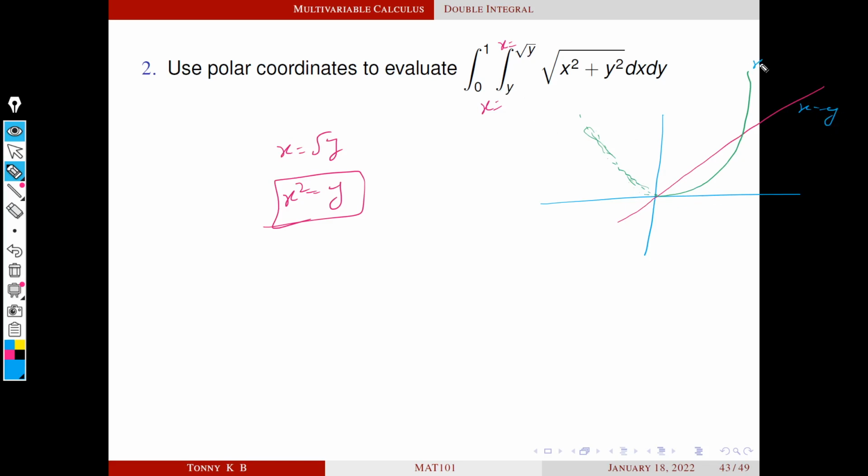Now it is clear that x is varying from, this is our x equal to y, this is our x equal to square root of y. So you can think about a strip like this. x is starting from y and ending at x equal to square root of y. Clear? And what is the range of the strip? The strip is moving in the y direction from 0 to 1.